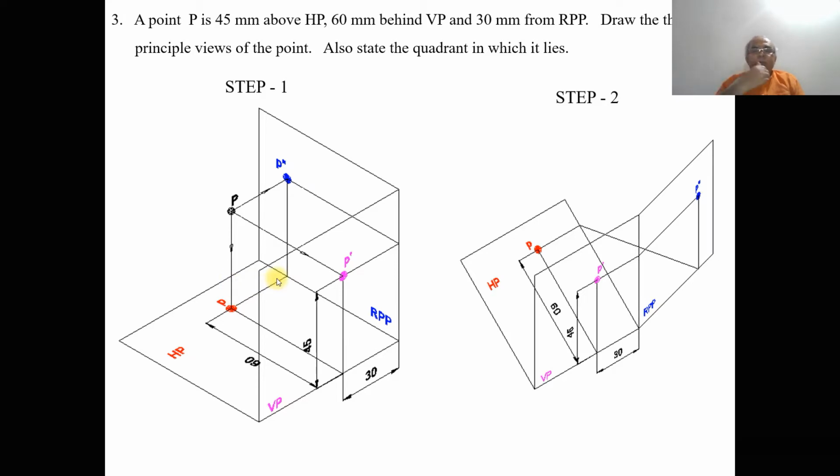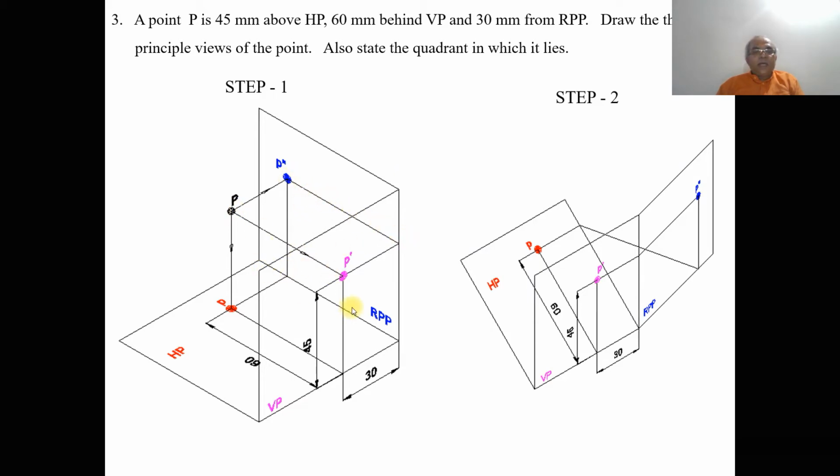So now, when you look from the side view, that is the right profile plane, we can see the distance above HP, that is 45 mm. That distance can be seen here. And also, when you look from the right side view, I can see the distance 60 mm behind VP. So that distance can be seen here.